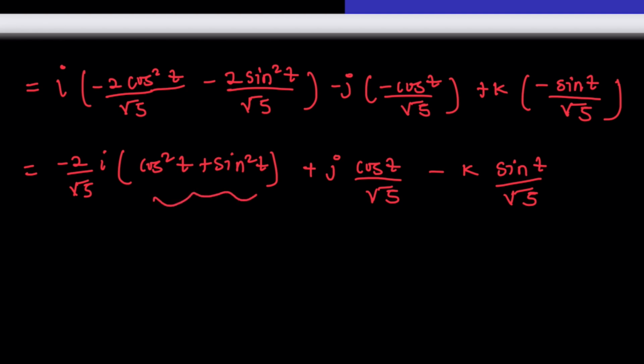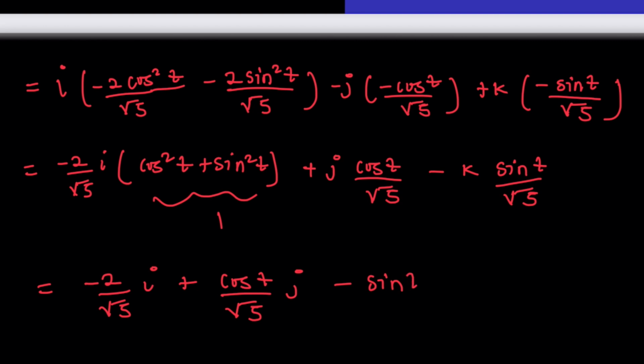So now this guy will go to 1. So we are going to have minus 2 on square root of 5 i, plus cosine of t on square root of 5 j, minus sine of t on square root of 5 k.